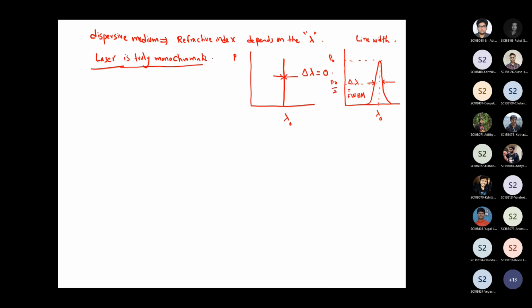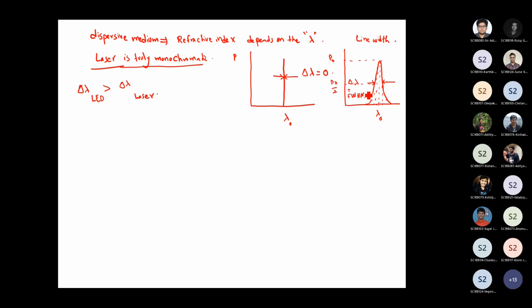The line width delta lambda for an LED is always greater than delta lambda for a laser. So that means if you use an optical communication system with an LED as a light source, that system is going to have a larger dispersion, simply because the line width is larger. If the line width is larger, you are going to have photons emitted at lambda naught, and also photons emitted at all the other wavelengths.